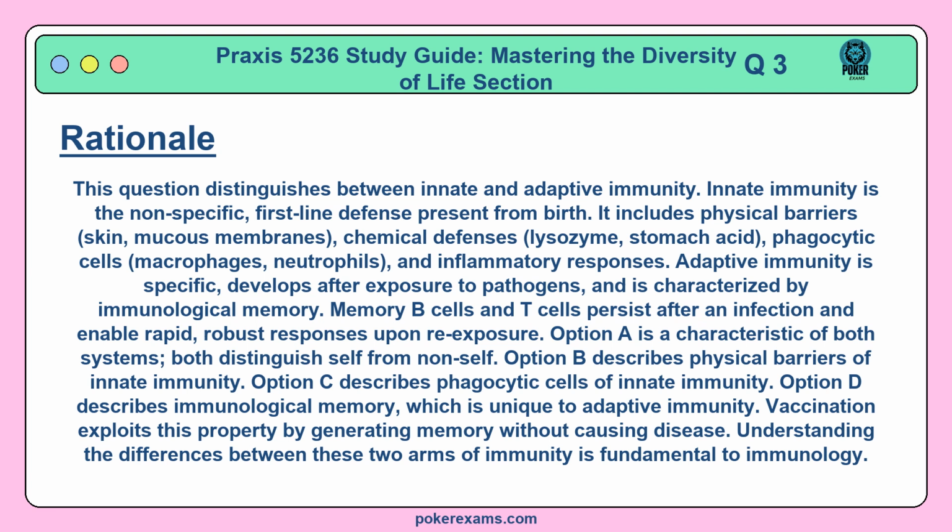Option B describes physical barriers of innate immunity. Option C describes phagocytic cells of innate immunity. Option D describes immunological memory, which is unique to adaptive immunity. Vaccination exploits this property by generating memory without causing disease. Understanding the differences between these two arms of immunity is fundamental to immunology.